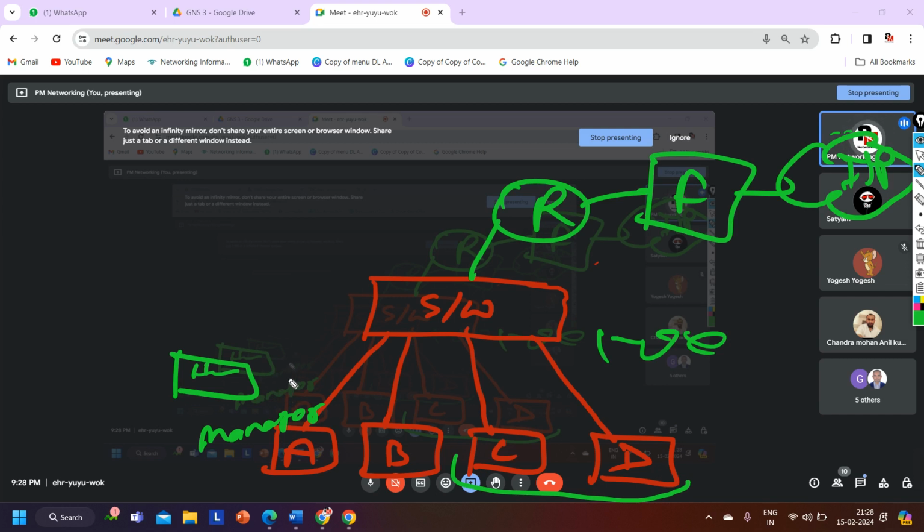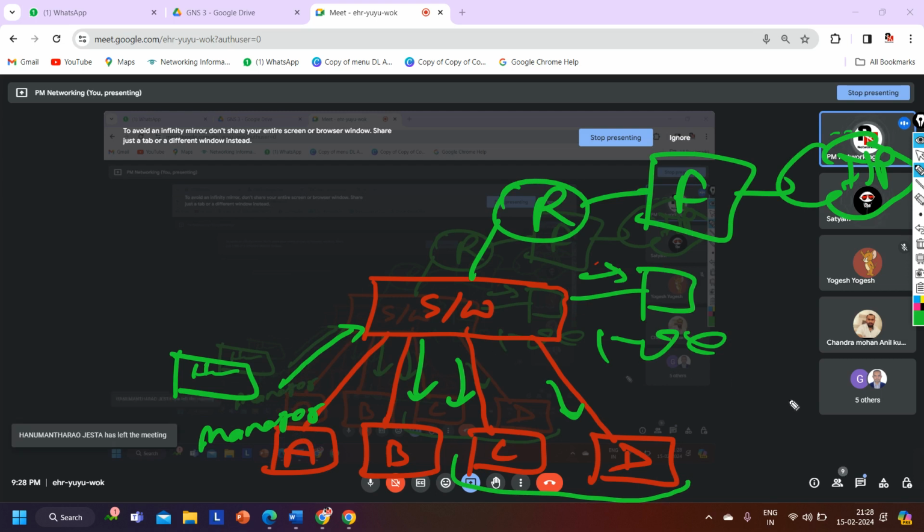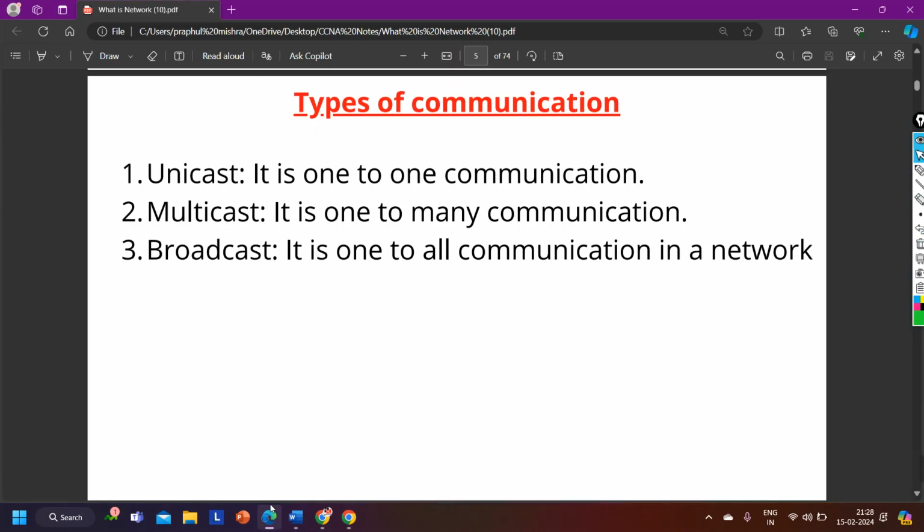So if the manager is sending a broadcast message, it will forward to the switch, and the switch will forward to everyone: to B, C and D. So how many senders are there? One. How many receivers are there? All in the network. You cannot say 3 only. Let's say there are a few more devices. This device will also receive the broadcast. So if there is a single sender and all receivers in the network, that type of network is known as broadcast.